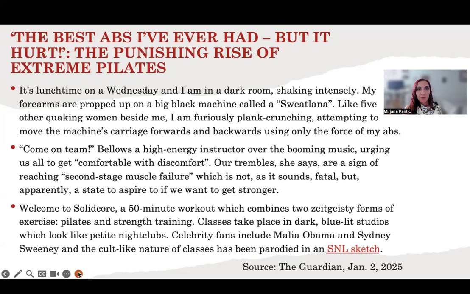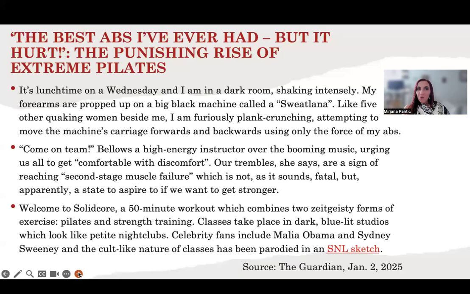My forearms are propped up on a big black machine called Svetlana. This was interesting to me because Svetlana is actually a common Eastern European female name. So when I read it, it was funny to me as it's a common name in Serbia. So Svetlana, you understand from the word what it refers to at the gym setting.